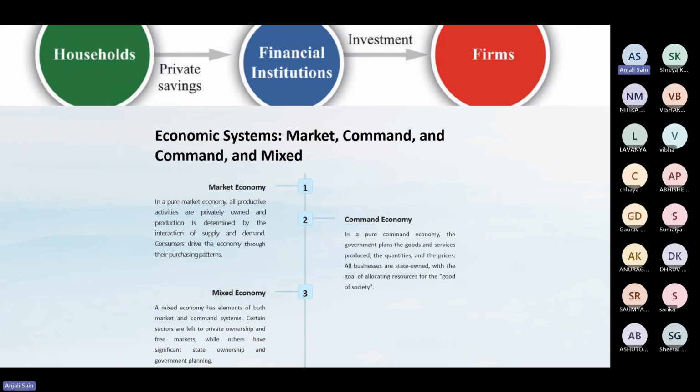What about a command economy? In a pure command economy, the government plans the goods and services produced, the quantities and the prices. Command means they are controlling it. Government has control over the production of goods and services. They are controlling its quantity and its price also. In this case, all businesses are state owned with the goal of allocating resources for the good of the society.